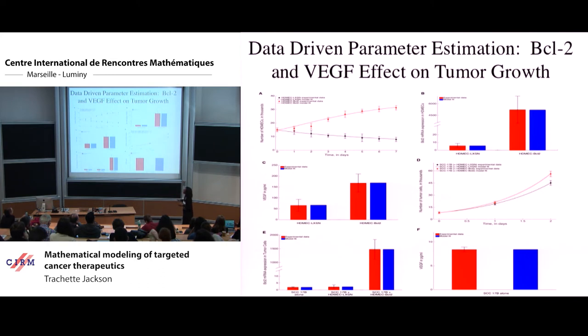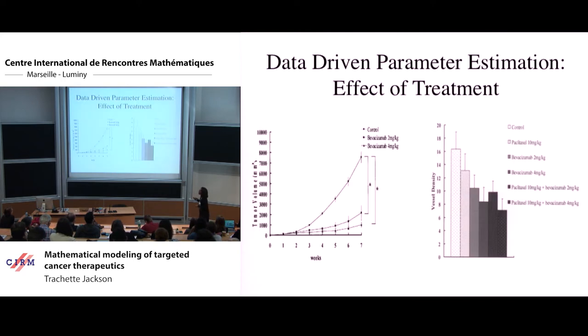So these are just some fits to a bunch of data on those different effects of the growth factor and the survival protein. Then we had some data on what happens if you start to treat with the ligand trap. So we had some data that we could use, again, to begin the process of calibrating the model.